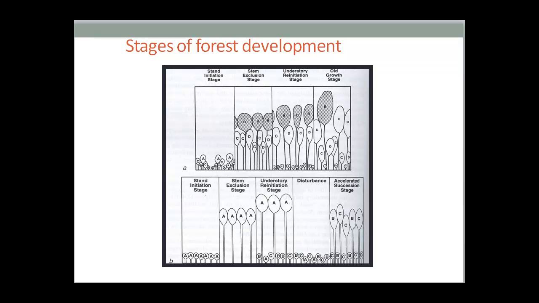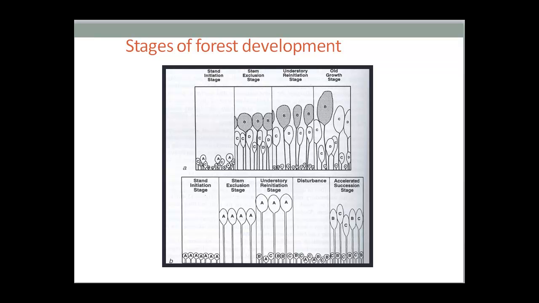The first, and we'll look at each of these in detail, but let me just describe them as the stand initiation stage, the stem exclusion stage, the understory reinitiation stage, and then the old growth or mature forest stage. And you can imagine that these might be interrupted. As you see in the lower diagram, you have stand initiation, stem exclusion, understory reinitiation, so that's the same as above. Then there's some kind of a disturbance. It might be a windstorm or a clear cut, and then you accelerate succession by pulling species that are already existing in the understory and bringing them up into the overstory.